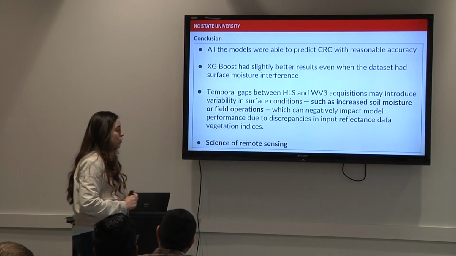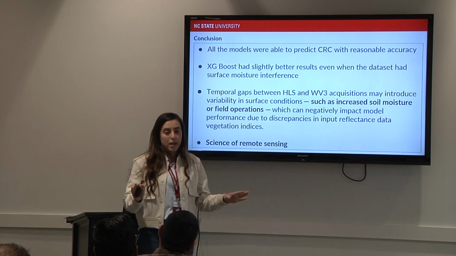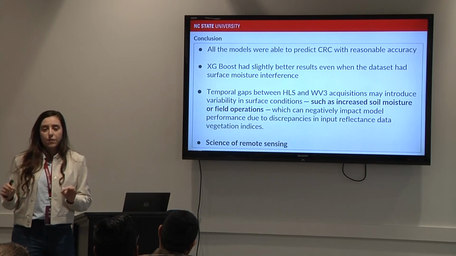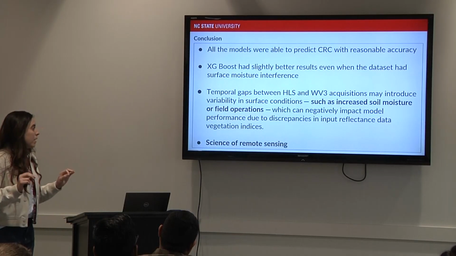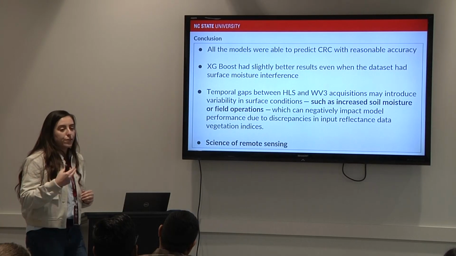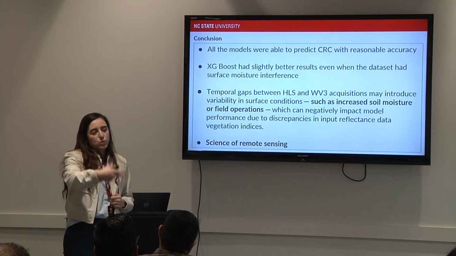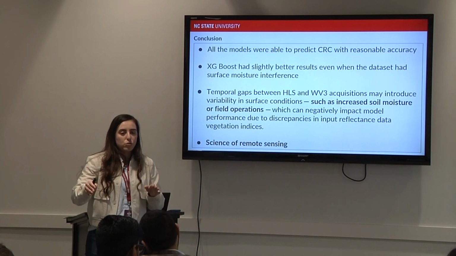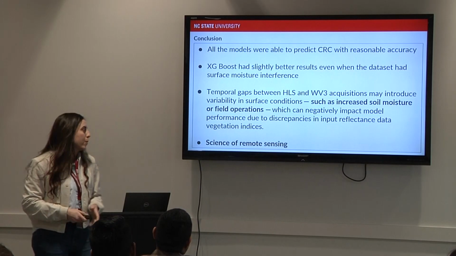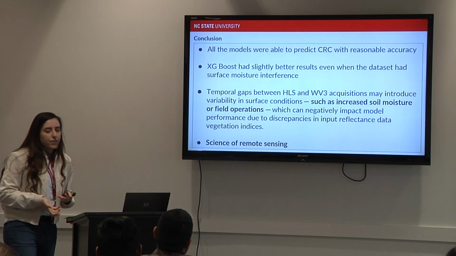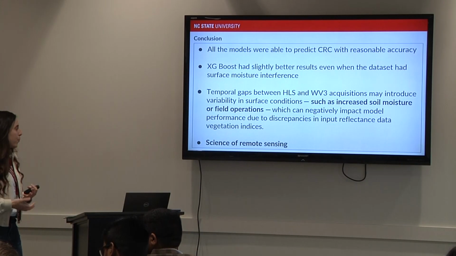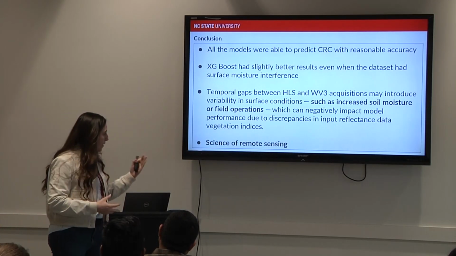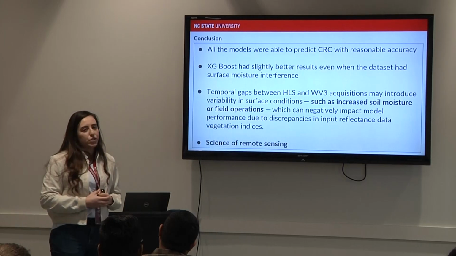gaps between HLS and WorldView 3 acquisitions may introduce variability in surface conditions, right? Such as increased soil moisture or field operations. So I'm talking here about moisture conditions, but that also goes for any type of field operations, which can negatively impact the model performance due to discrepancies in input reflectance data and vegetation indexes.